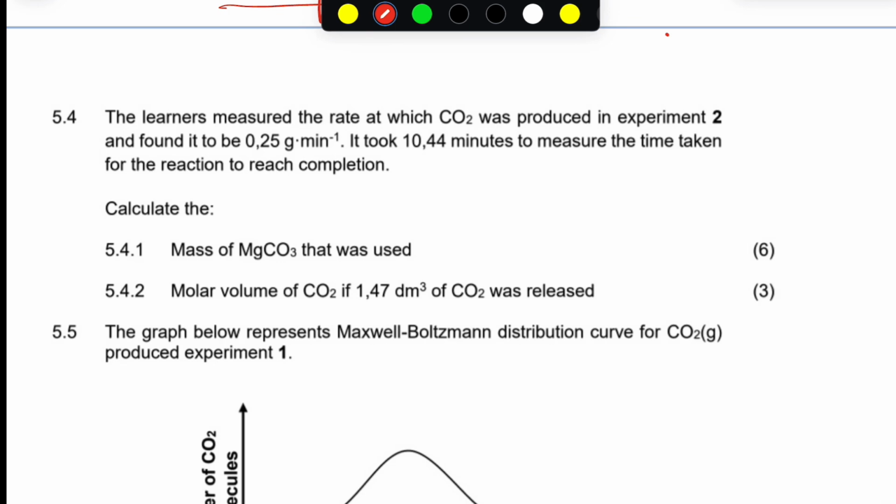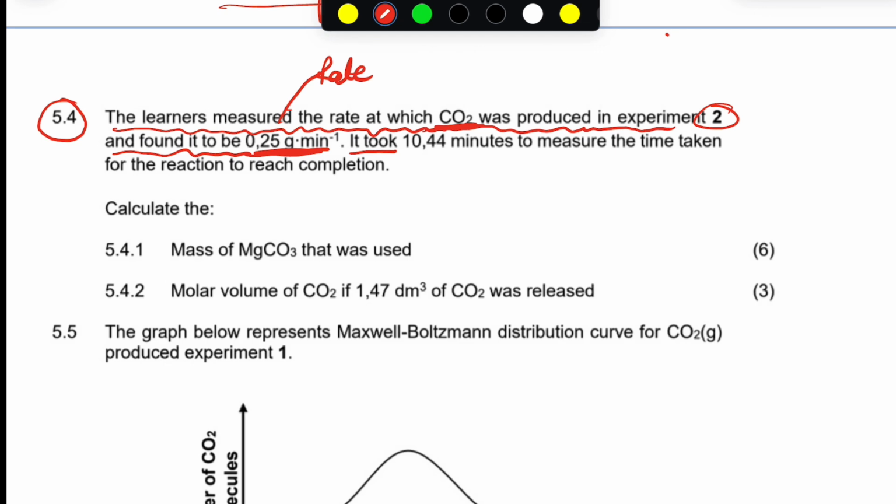5.4. Let's look at 5.4. It says learners measured the rate at which the carbon dioxide was produced in experiment 2 and found that it was 0.25 gram per minute. This is the rate at which the carbon dioxide was produced, and then it says it took 10.44 minutes for the reaction to reach completion. So this reaction lasted for 10.44 minutes. That's the time, right?